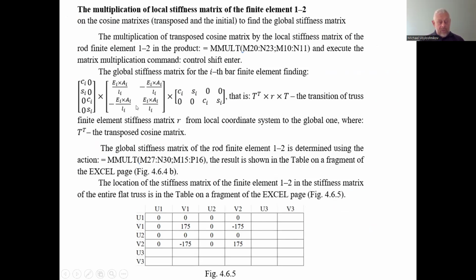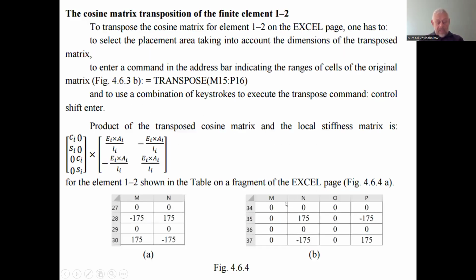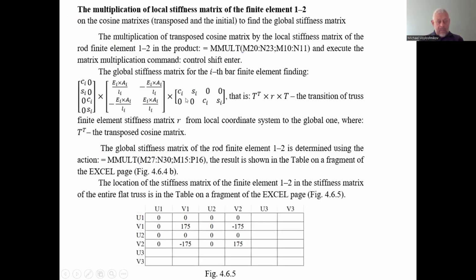The first two factors we multiplied in a definite sequence in the previous matrix here, and we have the second product. This is the general formula of transition of the truss finite element stiffness matrix from the local coordinate system we got originally to the global one, and this is the transposed transition matrix. We did the same transition from the global coordinate system to the local one, and from local to global. In the issue, we considered in article 4.4 the Mathcad computer algebra system.